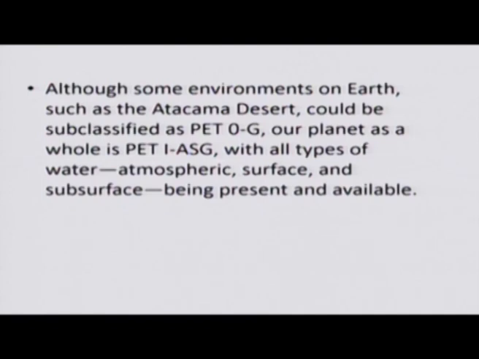Moving on, although some environments on Earth, such as the Atacama Desert, could be subclassified as PET 0 G, our planet as a whole is PET 1 ASG with all types of water, atmospheric, surface and subsurface being present and available. So, Earth is classified like this because water is available in atmosphere, surface and ground.